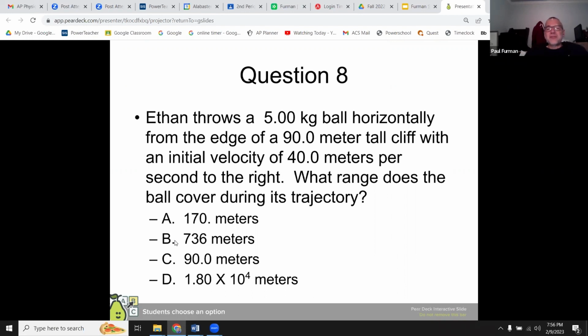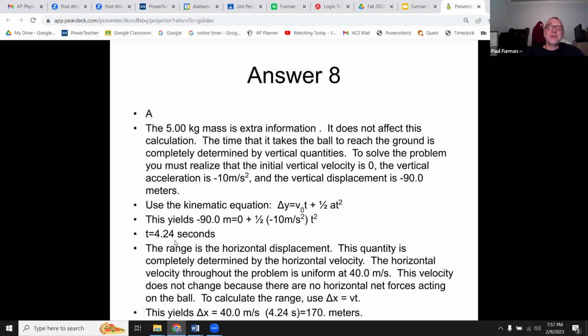So in a problem like this, you're looking for your horizontal range delta x, you have the velocity, you need the time. So if you go over to the vertical side, I know the initial vertical velocity is 0, acceleration is negative 10 meters per second squared. The delta x, 90 meters, would be negative 90 meters if it's traveling downward. And so you could solve for time vertically and then use that value to solve for your horizontal range. So that's what this is describing here.